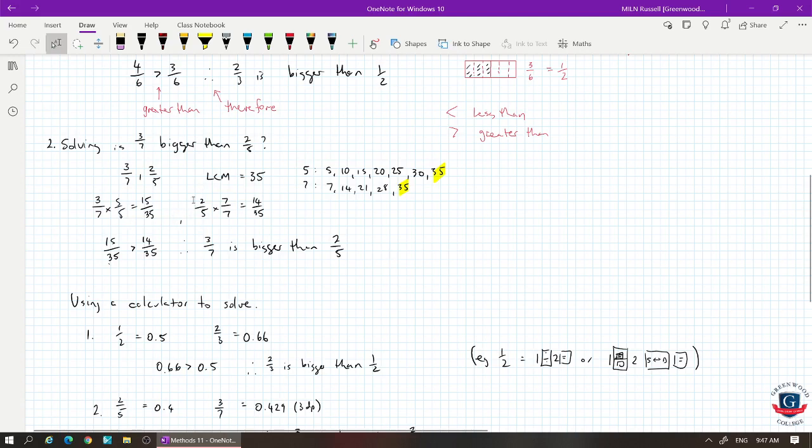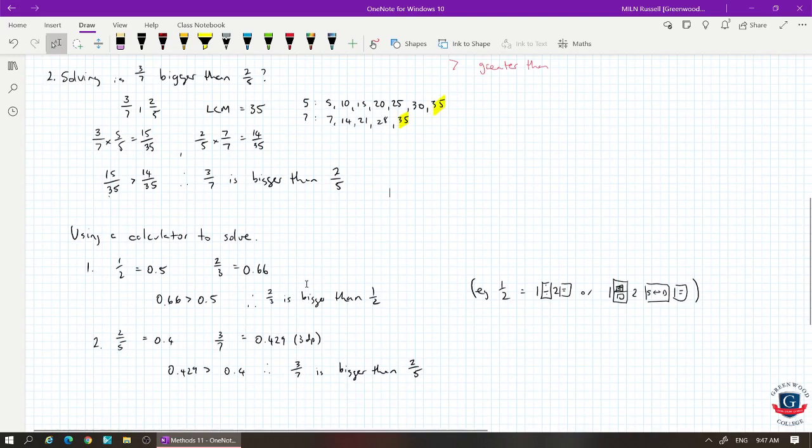Which one is bigger, 2/5 or 3/7? Well, it's going to be 3/7 because 15 over 35 is bigger than 14 over 35. Thus, we get this answer here. So, equivalent fractions all of a sudden becoming useful, and we'll use them again when we're doing addition soon.